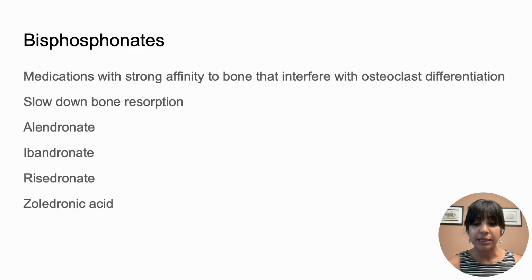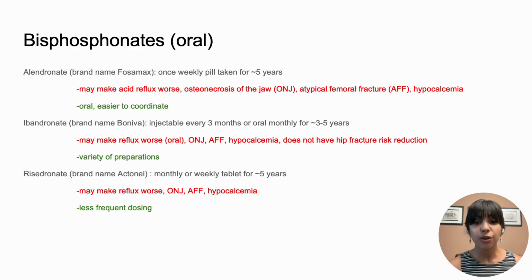Those are the main ones that we see in practice. And so we'll talk a little bit about each one of those in a little bit more detail. So first we'll start with the oral bisphosphonates. So alendronate is the one you probably will see the most. The brand name is Fosamax. It is a once weekly pill taken for roughly 5 years.